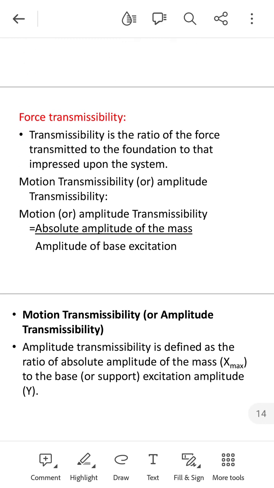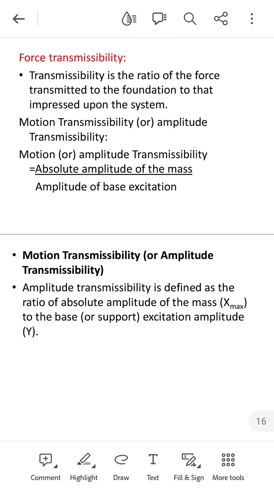Motion or amplitude transmissibility is the ratio of the absolute amplitude of the mass to the amplitude of base excitation. Motion transmissibility, or amplitude transmissibility, is defined as the ratio of the absolute amplitude of the mass to the base excitation amplitude.